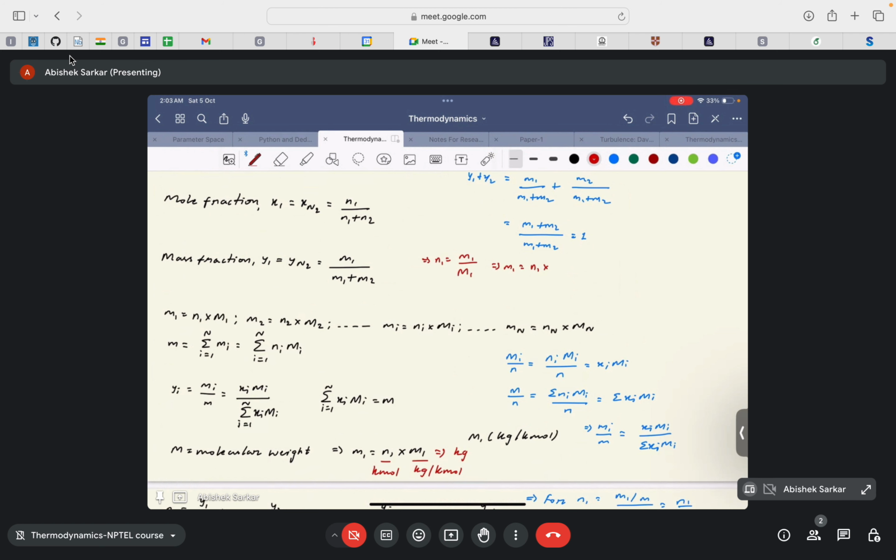Now we know that small n is equal to the summation of ni, where i varies from 1 to capital N. Since ni is given by yi by Mi, we can write small n is equal to the summation of yi by Mi, where i varies from 1 to N. Or the mole fraction xi is given by ni by n, which will basically be given by, now ni is yi by Mi, over the summation of yj by Mj, where j varies from 1 to N. Okay.